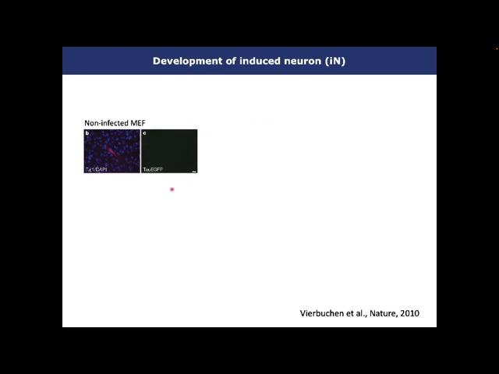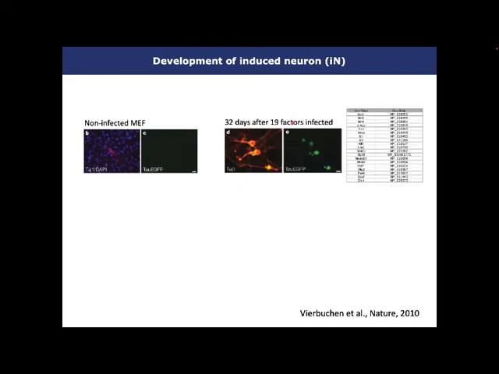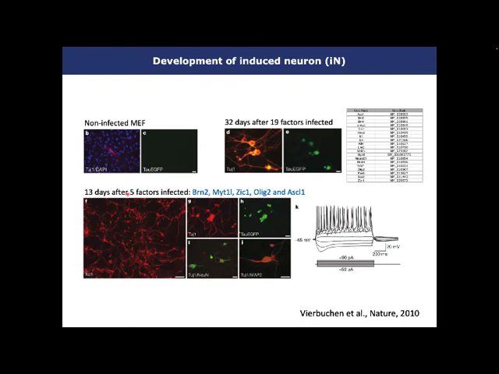By this way, the non-infected mouse embryonic fibroblast does not express GFP at all, and TUJ1, the neuron marker, is rarely expressed. However, 32 days after expressing 19 factors, many transcription factors selected altogether, they found that the GFP reporter is turned on, and the neuronal marker TUJ1 is also expressed. So they minimized the factors one by one and found that 5 factors are essential.